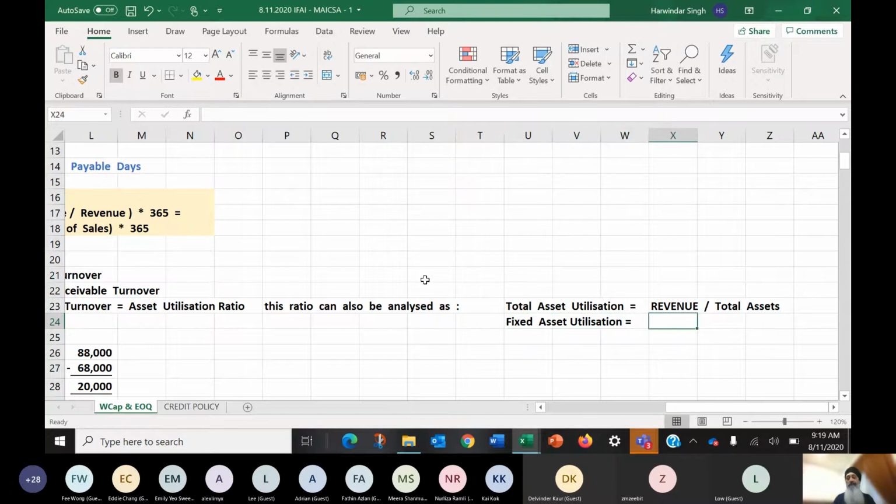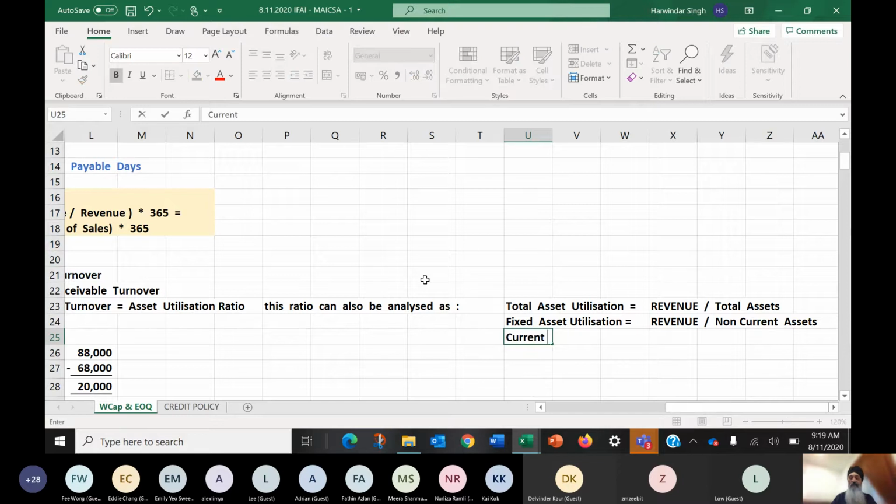What would that be then? What do you think? It should be revenue divided by fixed assets. Or if you like, nowadays we upgrade this, we call it non-current assets. Then that is fixed asset utilization or non-current asset utilization. If I have current asset utilization, they could actually just modify the formula a bit.